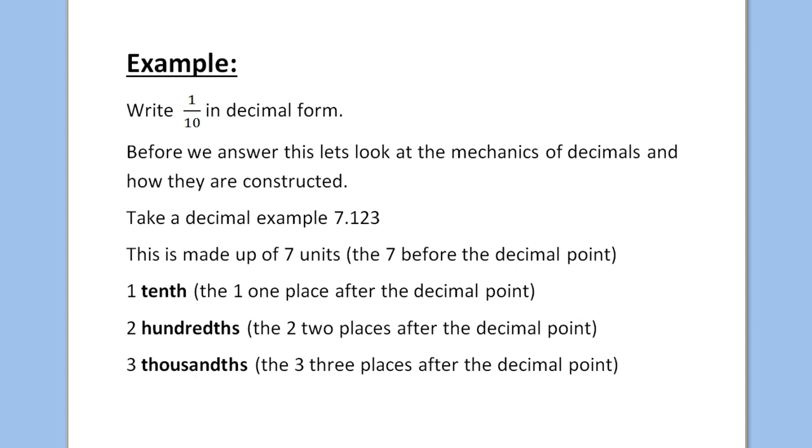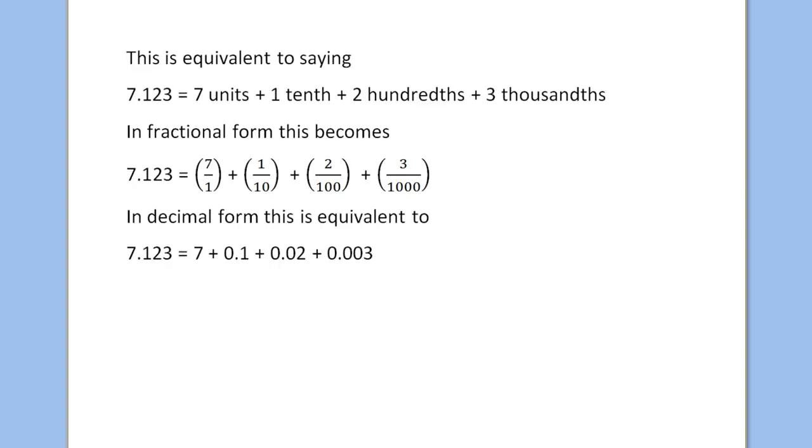Take a decimal example 7.123. This is made up of 7 units, that's the number before the decimal point, 1/10, that's the number just after the decimal point, 2 hundredths, that's the number 2 away from the decimal point to the right, and 3 thousandths, that's 3 places after the decimal point. This is equivalent to saying 7.123 is equal to 7 units plus 1/10 plus 2 hundredths plus 3 thousandths.